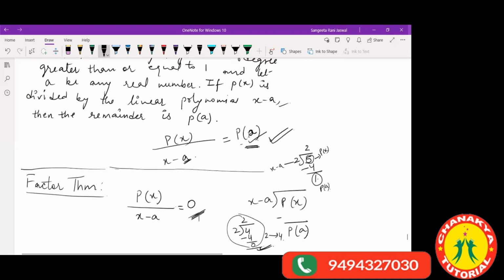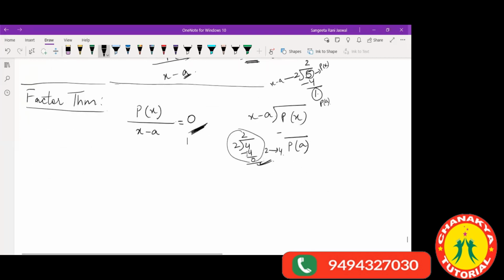Now, the same is true if we say vice versa also. Vice versa means that we can say P of A is 0 if x minus A is a factor of this polynomial. We get P of A as 0 if x minus A is a factor of Px. Okay? This is the converse of this. Are you getting me? Yes, ma'am. So this is the factor theorem.